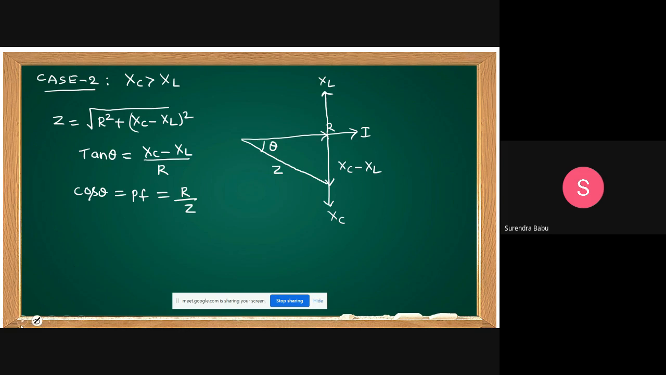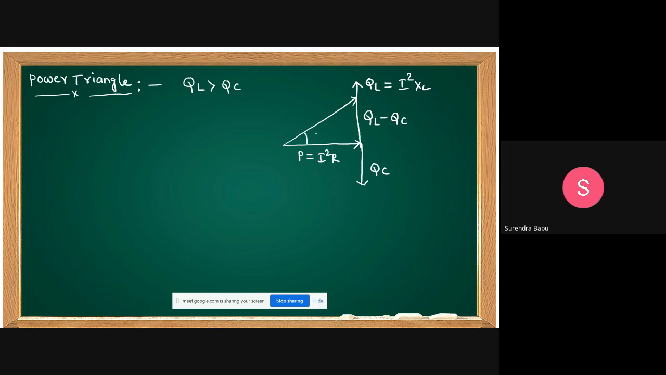Now I want to draw the power triangle. How to get the power triangle, students? Just multiply each vector of the impedance triangle by I square. Each vector of the impedance triangle is multiplied with I square. Yes, friends. Yes, you try this one.